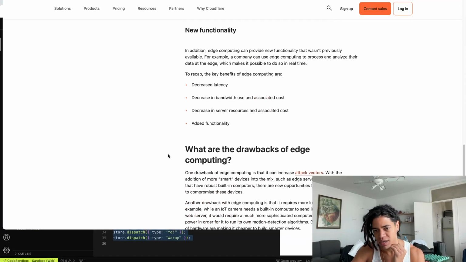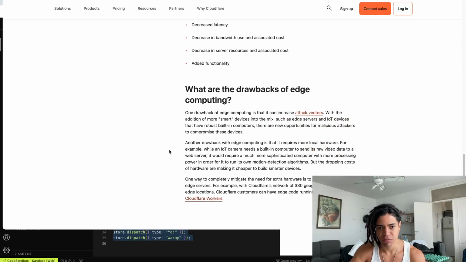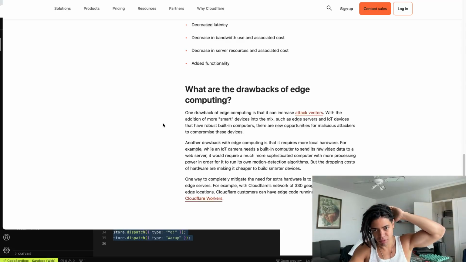And now we have the drawbacks of edge computing: it can increase attack vectors with the addition of more smart devices into the mix, such as edge servers and IoT devices that have robust built-in computers. There are new opportunities for malicious attackers to compromise these devices.